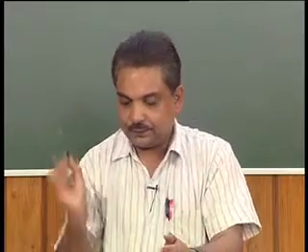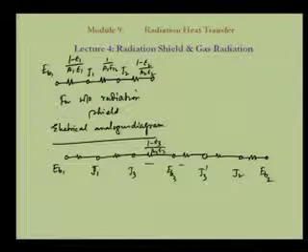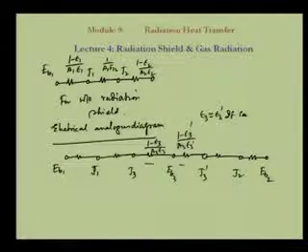Among the 3 added resistances, 2 are the surface resistances. This is 1 minus epsilon 3 by A3 epsilon 3, and this is 1 minus epsilon 3 dashed by A3 epsilon 3 dashed. The shield may have one emissivity on one side and another emissivity on the other side, but in general epsilon 3 is equal to epsilon 3 dashed if it is the same material.